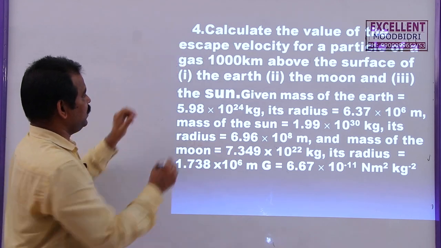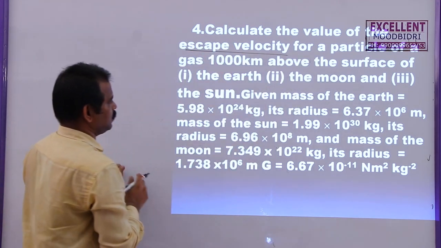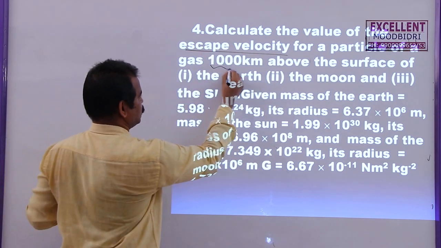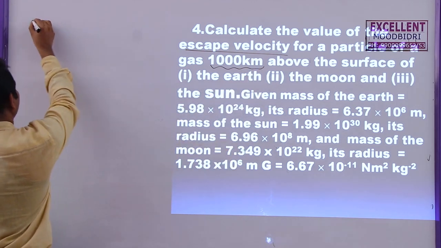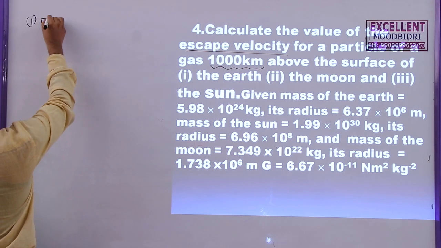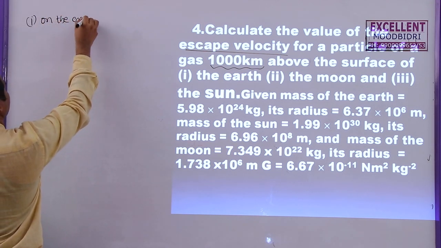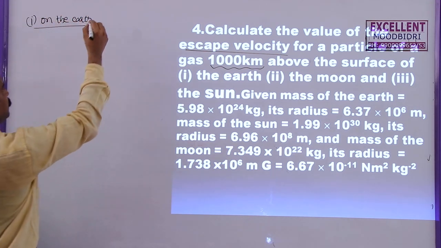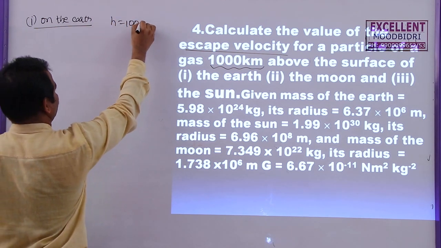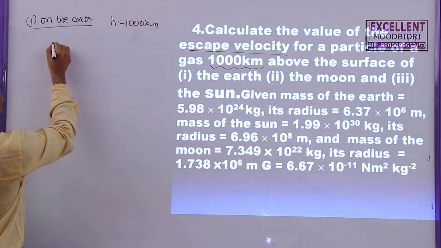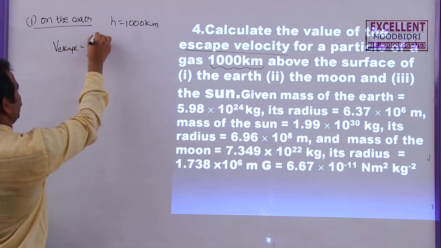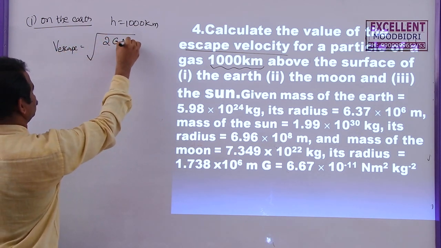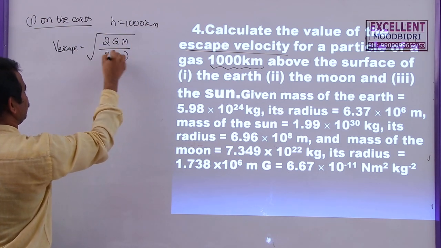Calculate the value of escape velocity for a particle of gas 1000 kilometers above the surface of earth. So first let me take the earth. So first option, on the earth, 1000 kilometers above surface of earth. So h is equal to 1000 kilometers. So what is escape velocity? The escape velocity is given by root over 2GM by r plus h.